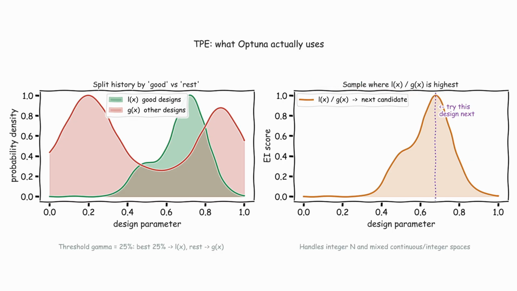Now the part that ties this whole episode together. That ratio isn't an arbitrary heuristic. TPE is constructed so that maximizing l(x) over g(x) is mathematically equivalent to maximizing expected improvement, the single most widely used acquisition function in all of Bayesian optimization.